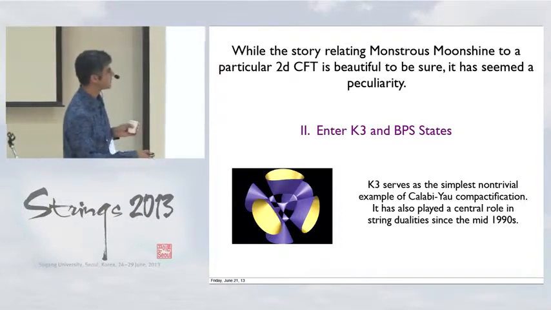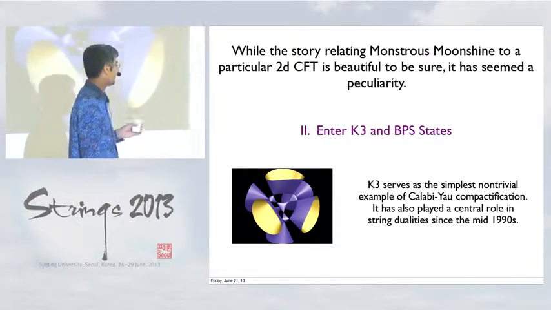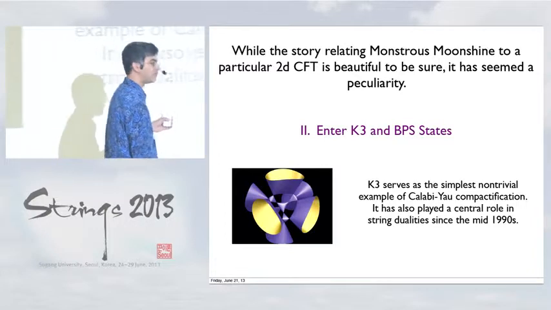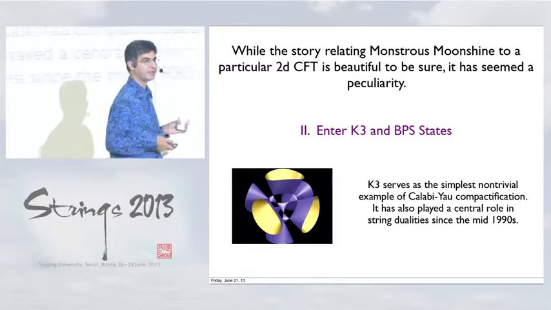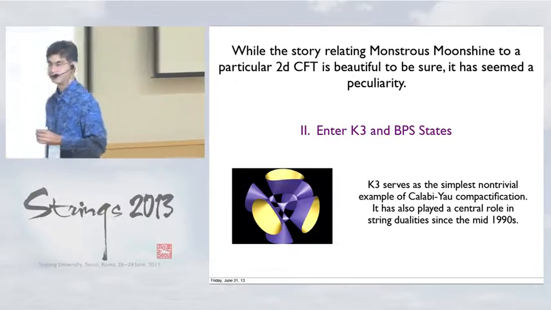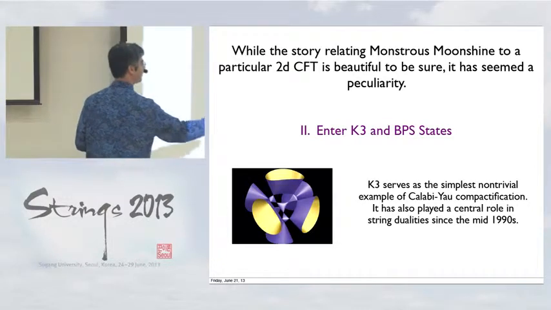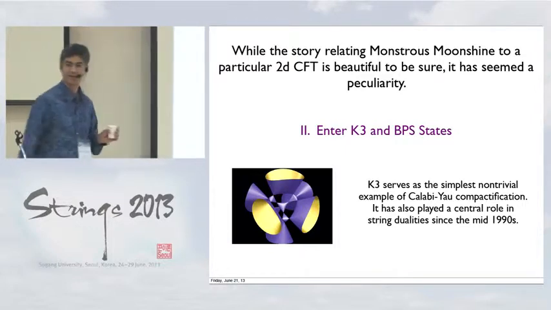So K3 serves as the simplest non-trivial example of Calabi-Yau compactification, and it's also played a central role in many of the string dualities that relate, for instance, M theory to the heterotic string since the mid-1990s. And I don't need to tell you what fraction of talks at these conferences have involved one of those two subjects.